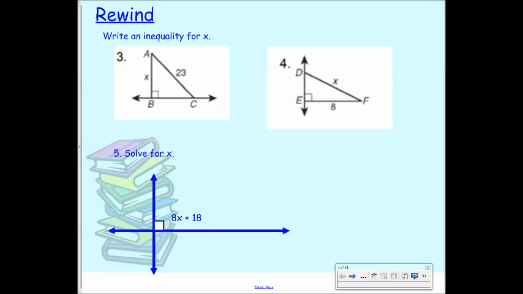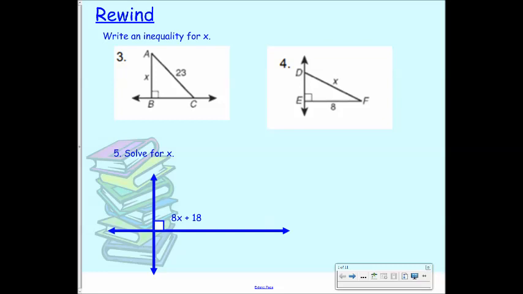All right. So can somebody remind me with number 5 how you know that that's 90 degrees? Yeah, it's got the little box. The little box tells you that it is a right angle, which means that these two lines are what? Perpendicular to each other. Okay, good.